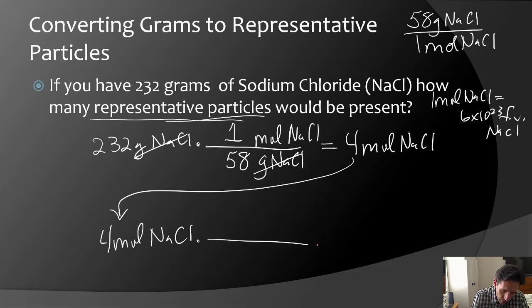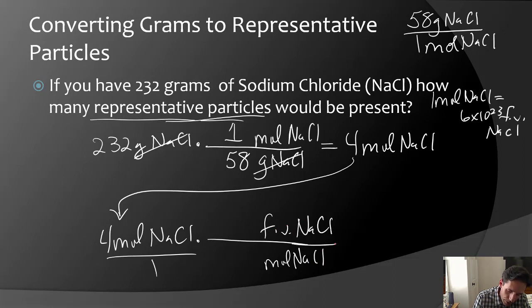So, again, we're assuming this is over 1. Moles of sodium chloride are going to go down here in the bottom. Formula units of sodium chloride are going to go in the numerator. For every 1 mole of sodium chloride, there are 6 times 10 to the 23rd formula units. So when we do the math here, again, the moles of sodium chloride are going to cancel out. They're gone. Goodbye. See you later.